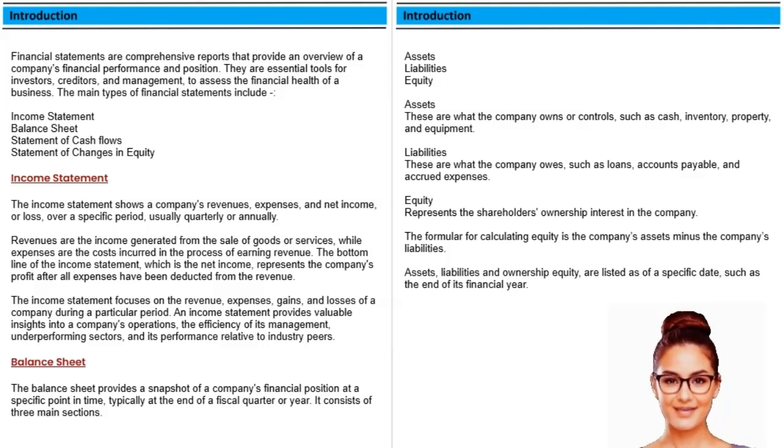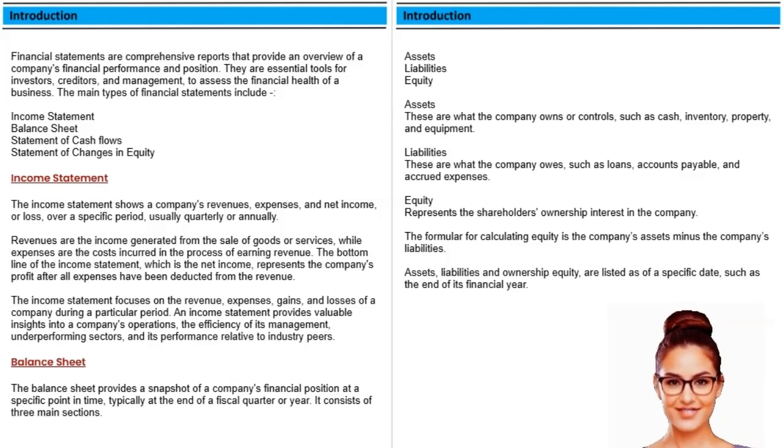Let's start with the income statement or the profit and loss statement. The income statement shows a company's revenues, expenses, and net income, or loss, over a specific period, usually quarterly or annually. Revenues are the income generated from the sale of goods or services, while expenses are the costs incurred in the process of earning revenue. The bottom line of the income statement, which is the net income, represents the company's profit after all expenses have been deducted from the revenue.